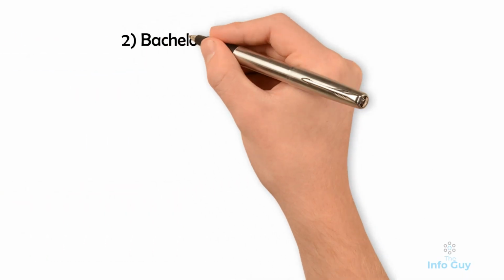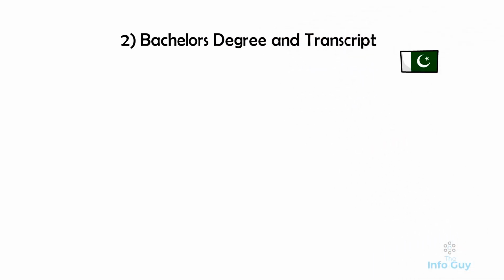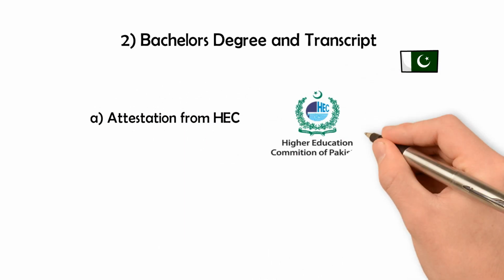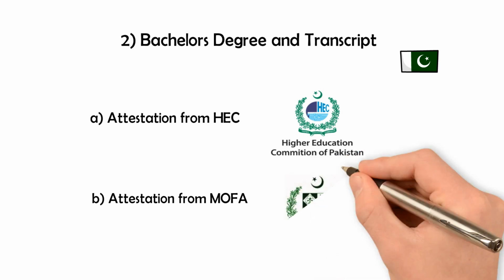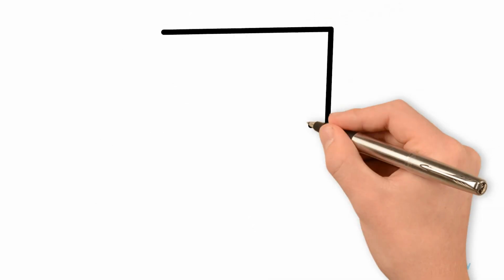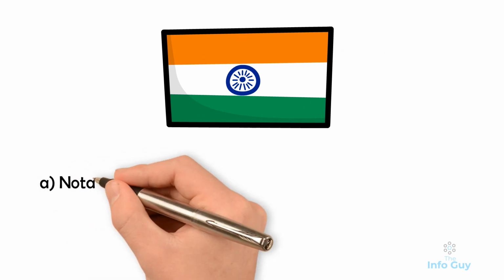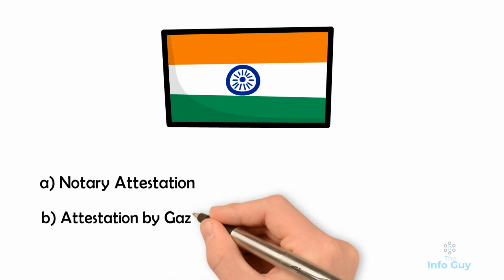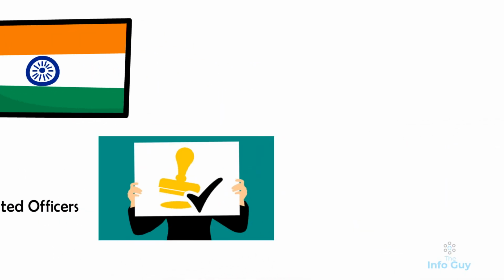The second required document set is your attested Bachelor's Degree and Transcript. If not attested, take appointment from Higher Education Commission, also known as HEC, online and get them attested from there first, and then MOFA. Note that for Indian educational documents no attestation is required. Some universities require notary attestation, which is done by lawyer or court, and some universities require attestation by gazetted officers.